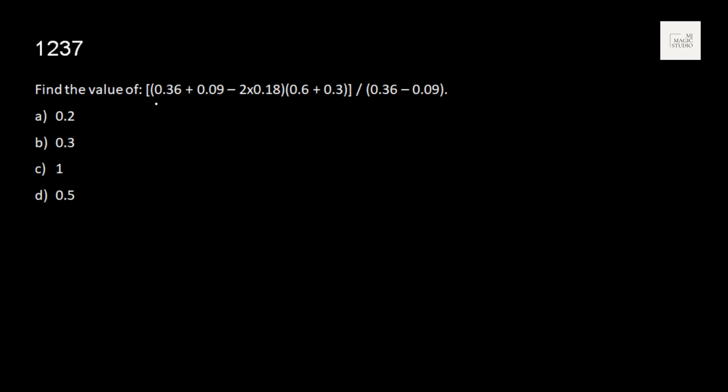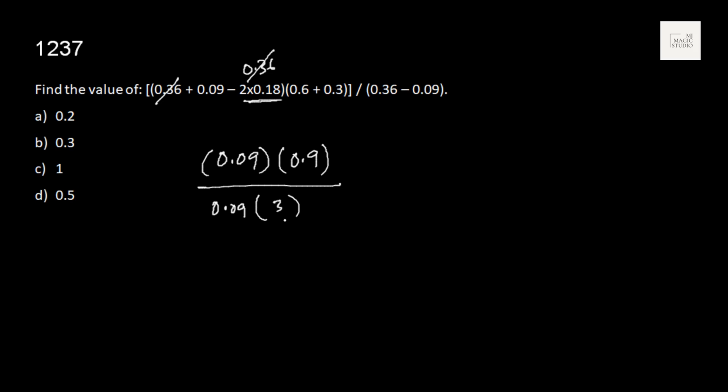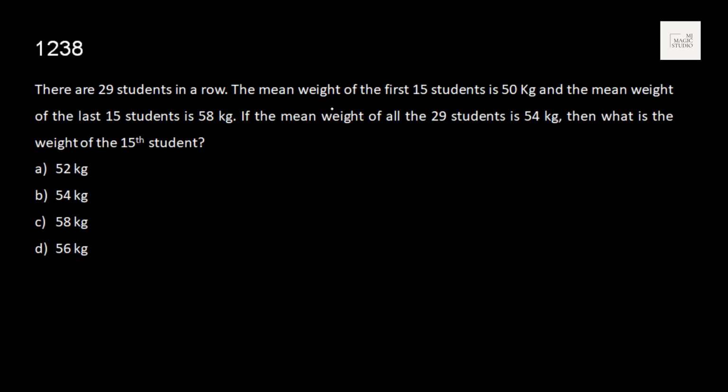Find the value of this simplification question. 0.36 plus 0.09 minus 2 into 0.18, which is 0.36, so these things will cancel out. This will be 0.09 into 0.9 divided by 0.36 minus 0.09. If I take 0.09 common, it would be 4 minus 1, that is 3. Cancel out 3, 0.3 remains. Option B fits in.